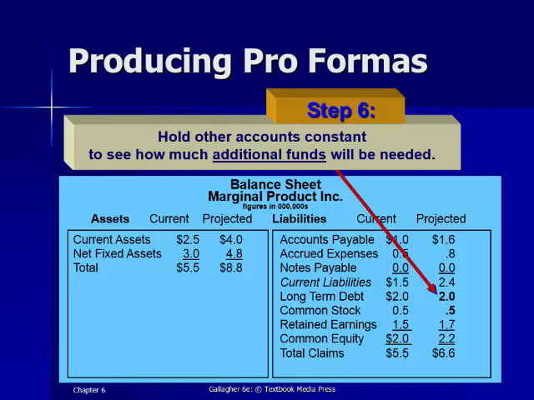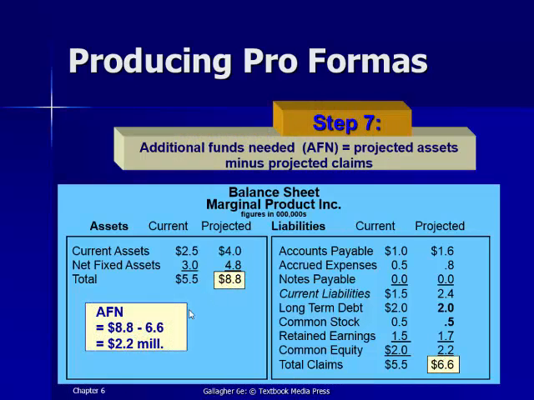Now, if you think that's strange to have a balance sheet that doesn't balance, that is in fact the whole point. And that point is that we are $2.2 million short on the right-hand side of the balance sheet where the funds come from if we hope to finance the entire $8.8 million worth of assets on the left-hand side of the balance sheet. So we need to come up with an additional $2.2 million. $2.2 million is the amount of additional funds needed.